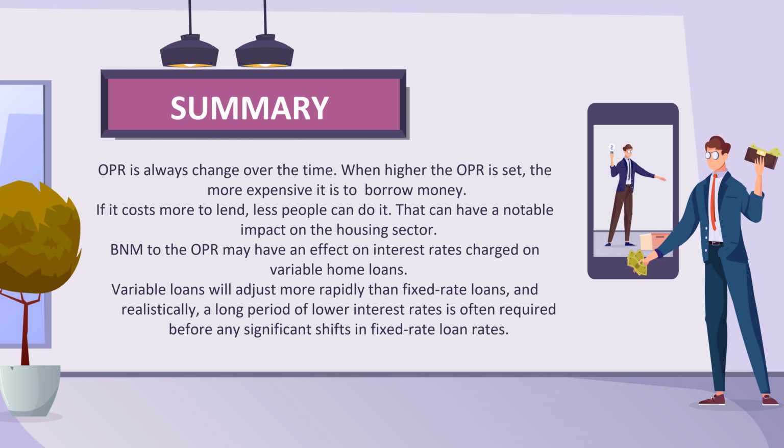OPR is always changing over time. The higher the OPR is set, the more expensive it is to borrow money. If it costs more to lend, fewer people can do it. That can have a notable effect on the housing sector. Being tied to the OPR may have an effect on the interest rate charged on variable home loans. Variable loans will adjust more rapidly than fixed rate loans, and realistically, a long period of lower interest rate is often required before any significant shift in fixed rate loans is reflected.